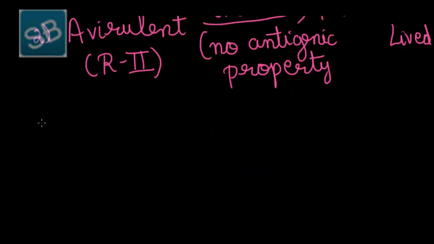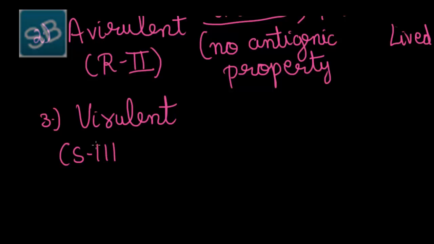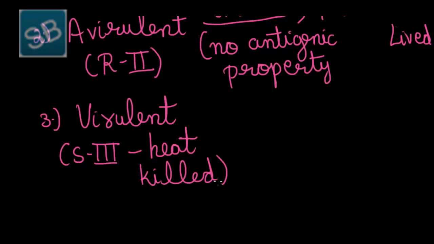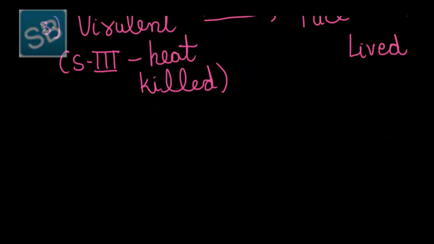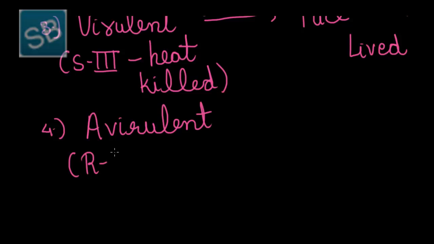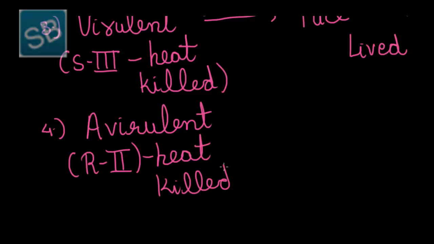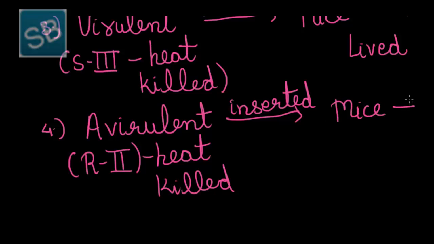Following the third instance, that is, when virulent strain S3 was heat killed, that is, by applying heat at high temperature, that strain of bacteria was killed. When inserted into mouse, it lived. And the fourth instance, when the same avirulent strain, that is R2, was inserted into mouse after heat killed effect, then that mouse died.